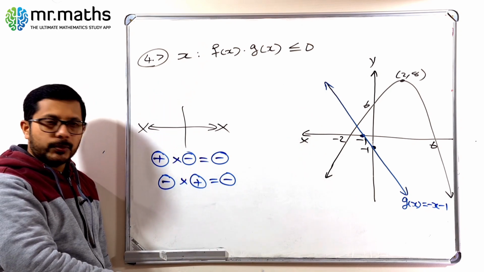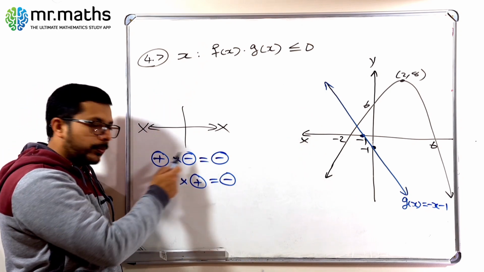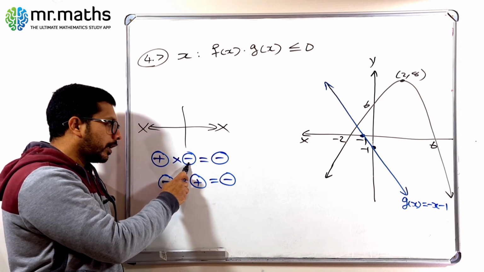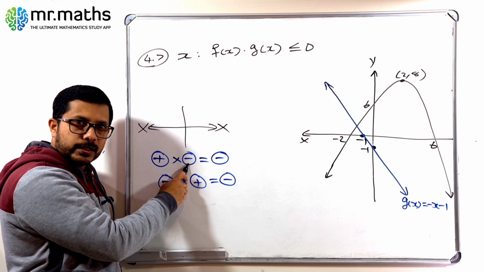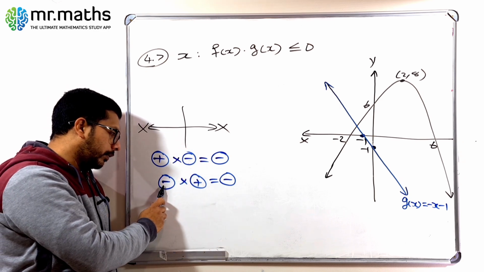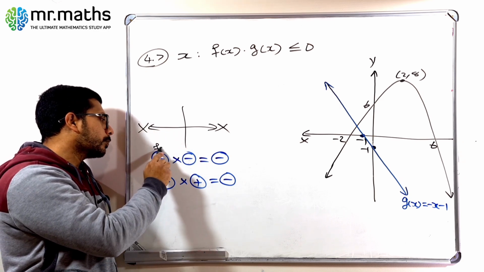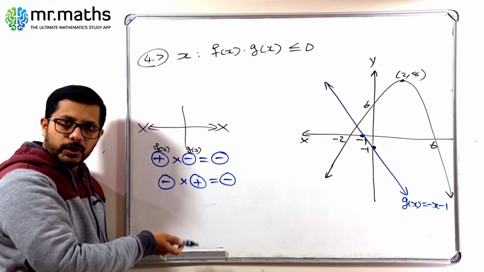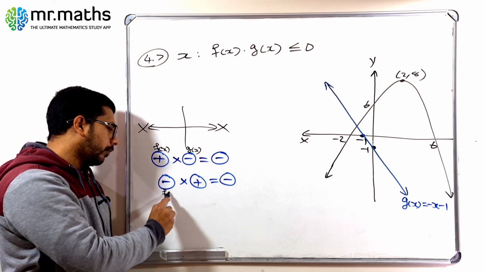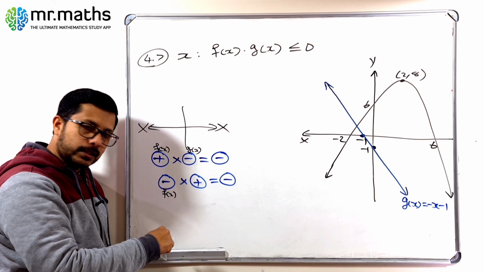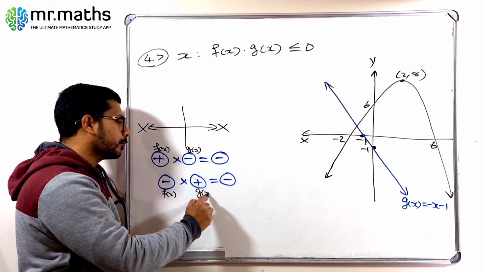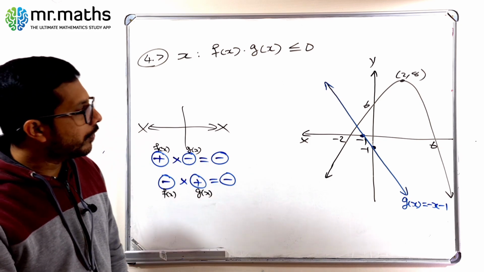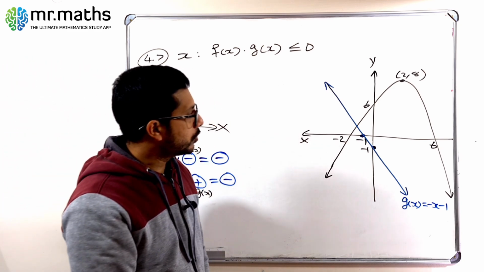We can't take that because we want the negative answer. That means one graph must be above the x-axis and the other graph must be below the x-axis. Either f of x must be above the x-axis and g of x must be below the x-axis, or f of x must be below the x-axis and g of x must be above the x-axis. Okay, now let's see where those things are.